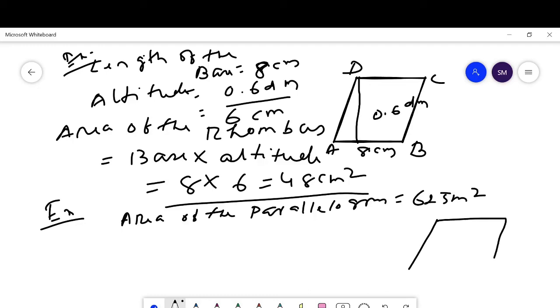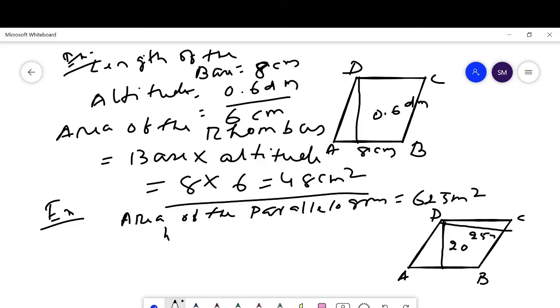Then suppose ABCD is a parallelogram. We don't know the length of the side. Here the lengths of the two altitudes are given. One altitude is 20 meter and another altitude is 25 meter. Here H1 is equal to 20 meter, H2 is equal to 25 meter. Then we have to find out AB and BC. AB is equal to CD and BC is equal to AD.